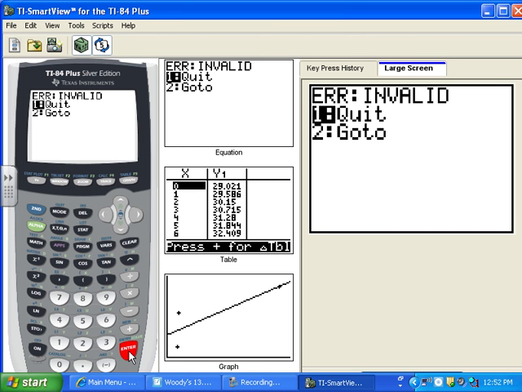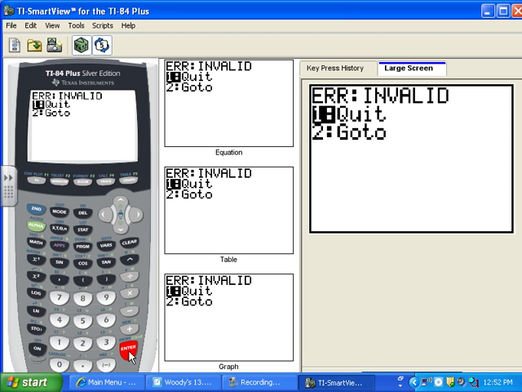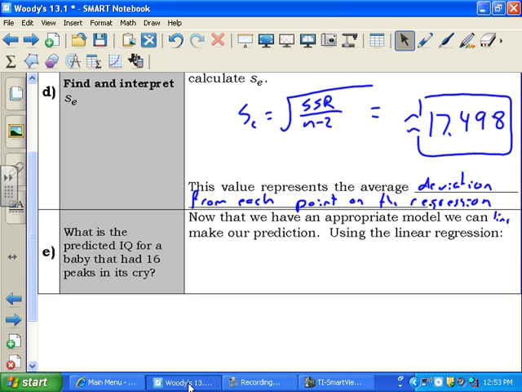Mine won't get an answer. You guys will have an answer. That's a beauty key. 115 point something? Yeah. That's what I asked you. Predicting, when a baby has 16 peaks, they should have an IQ of 115.